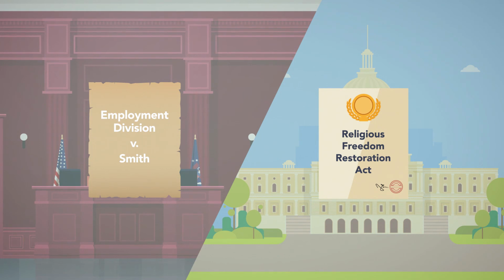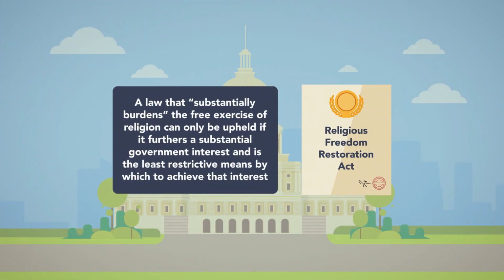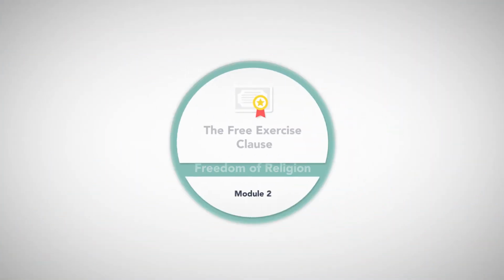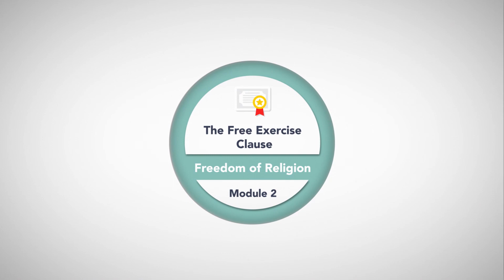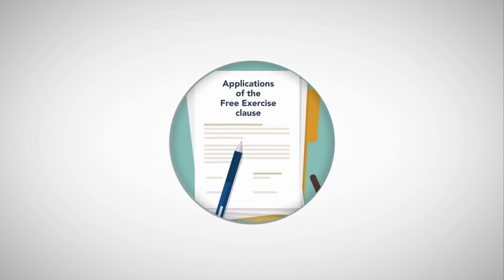Under the Religious Freedom Restoration Act, a law that substantially burdens the free exercise of religion can only be upheld if it furthers a substantial government interest and is the least restrictive means by which to achieve that interest. In our next module, we'll look at the Free Exercise Clause in more depth, and then follow up in Module 3 with a discussion of specific applications of that clause.